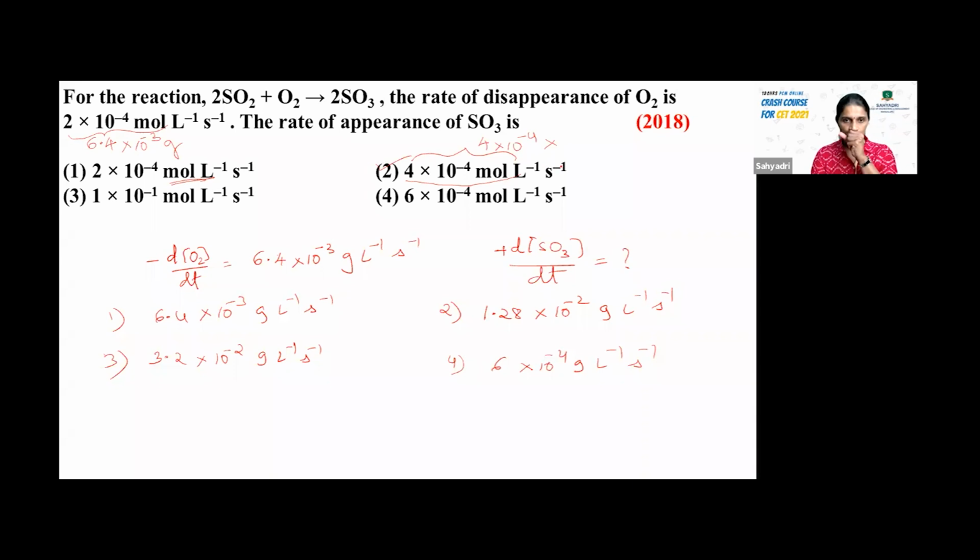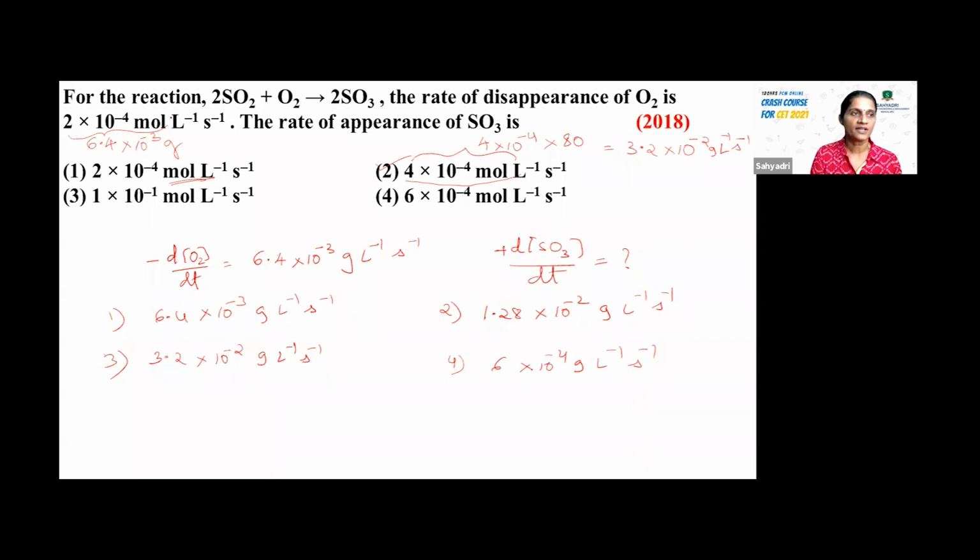into what is the molar mass of SO3? Sulfur is 32, oxygen 16, threes are 48. 48 plus 32 becomes 80. 8 fours are 32, so 320 into 10 to the power minus 4. I'm writing it as 3.2 into 10 to the power minus 2 grams per liter per second.